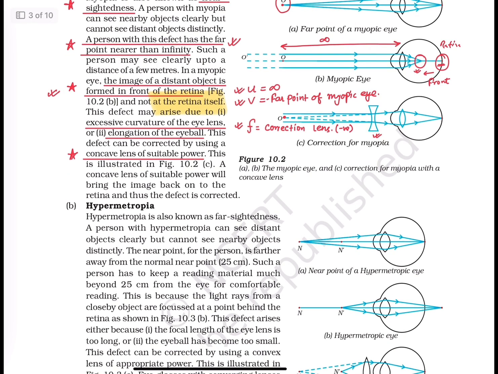The next point is that the defect may arise due to two conditions, that is excessive curvature of the eye lens, and second, elongation of eyeball. And lastly, for correction, what do we require? We require a concave lens of suitable power. That's all about myopic vision.